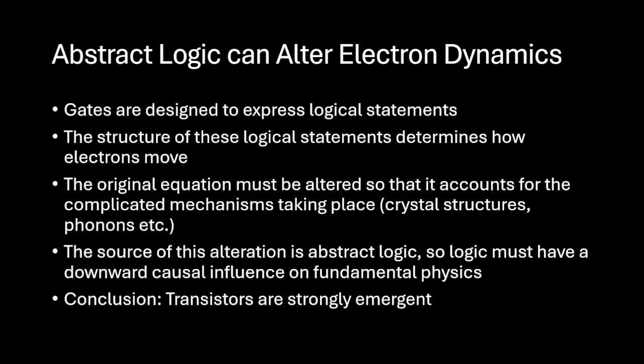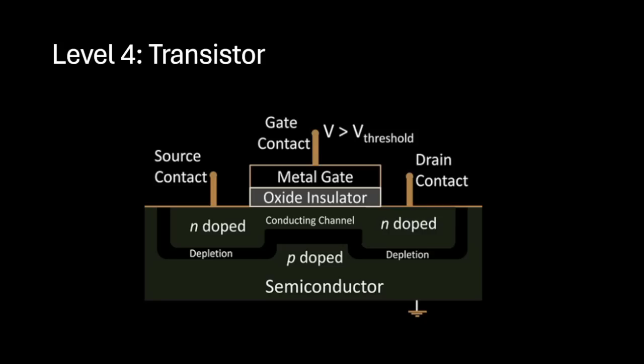And the conclusion that we're forced to come to is that the behavior of electrons in transistors, or rather transistors themselves, are strongly emergent. They have a downward causal influence on the fundamental constituents out of which they are made. And so there's no way to use pure physics to understand the behavior of transistors. And again, all of this appears to be taking place at level 4, at the transistor level, because it's at this level where the more complicated dynamics take place, which again are involving higher level phenomena than just electrons. And this is what's causing the electrons to either flow through this channel or not flow.